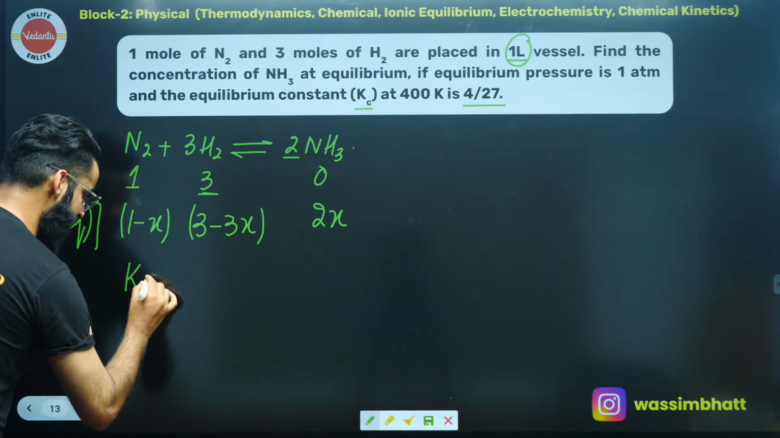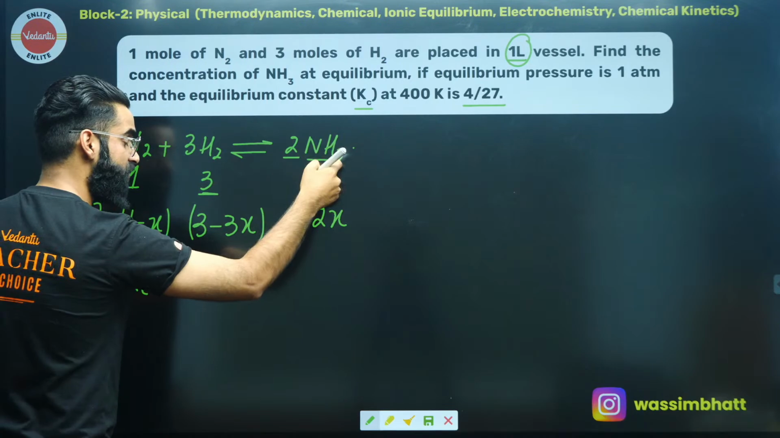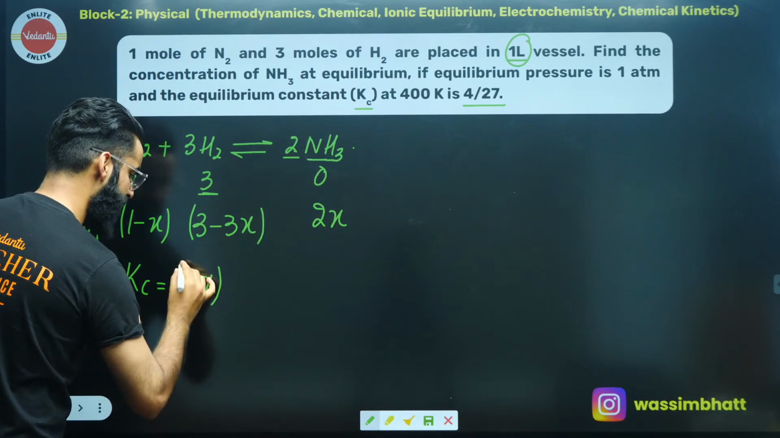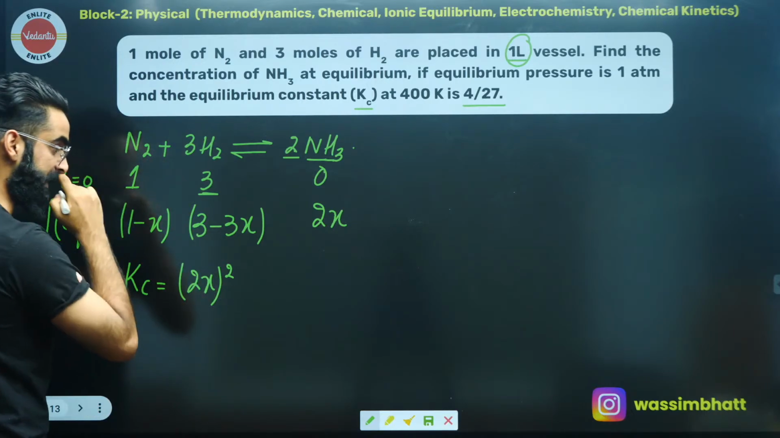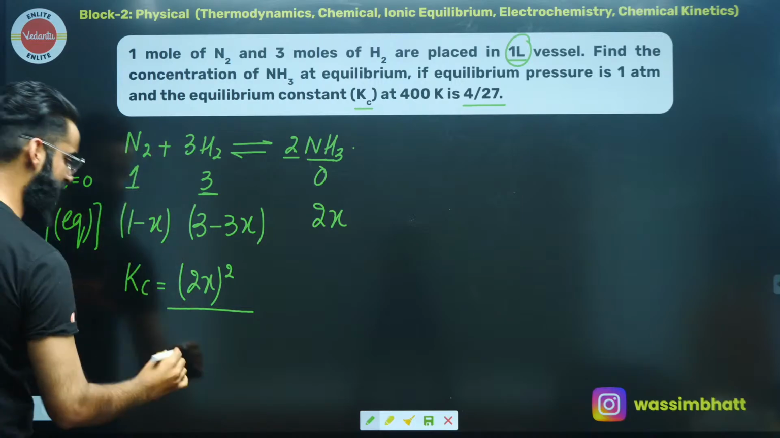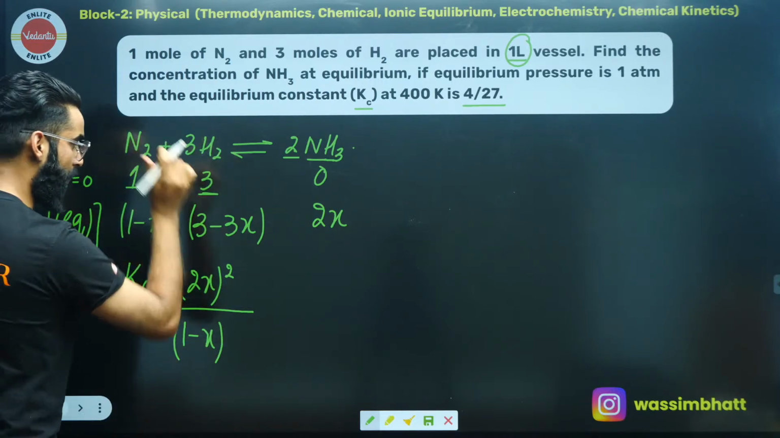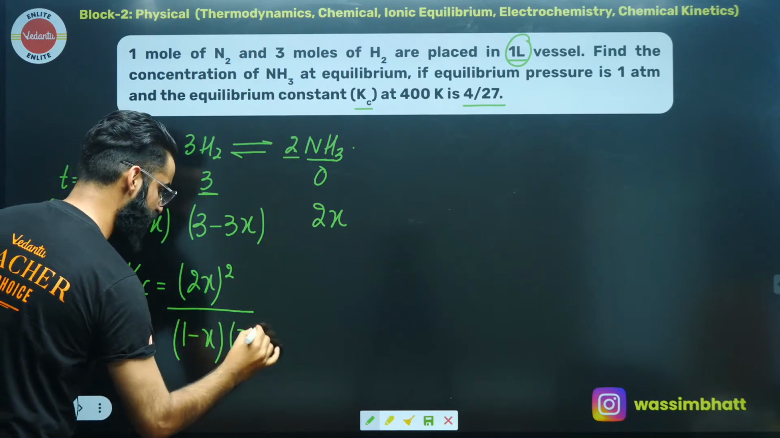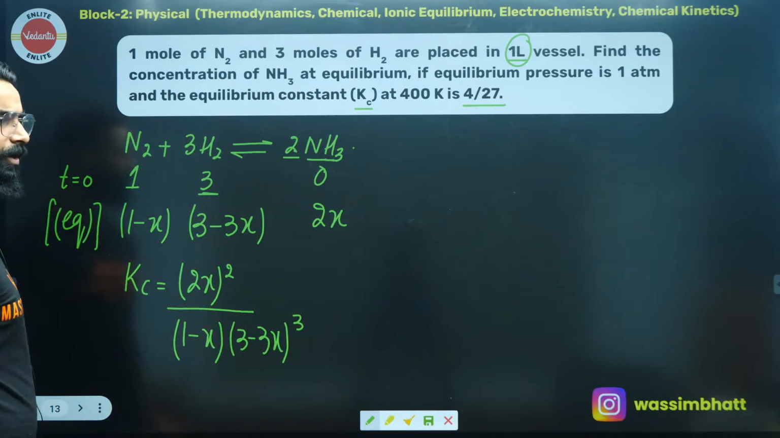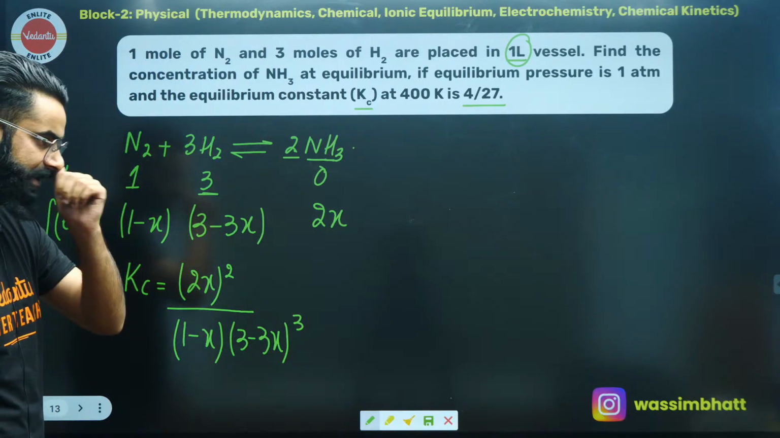What is going to be the Kc expression? Kc expression is going to be simple. It's going to be concentration of NH3 at equilibrium raised power 2. So it's going to be 2x raised power 2, because this is the concentration of NH3 at equilibrium. So it's square, divided by concentration of N2 at equilibrium, that's 1 minus x raised power its stoichiometric coefficient 1. Similarly, concentration of H2 at equilibrium, that is 3 minus 3x raised power its stoichiometric coefficient, that's 3. This is how you are going to write the expressions for Kc, right?